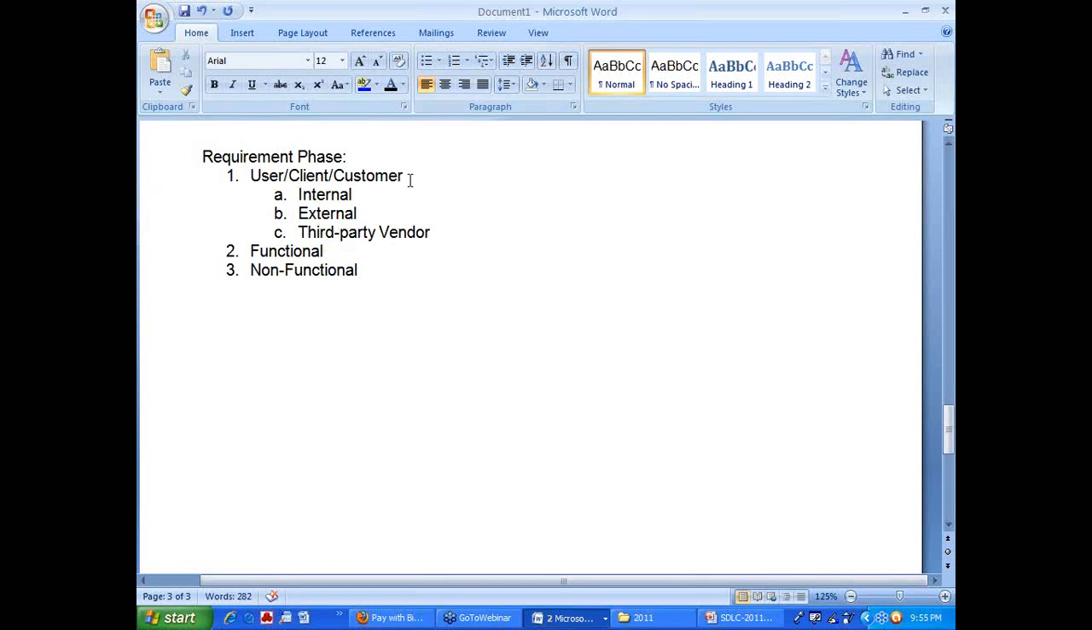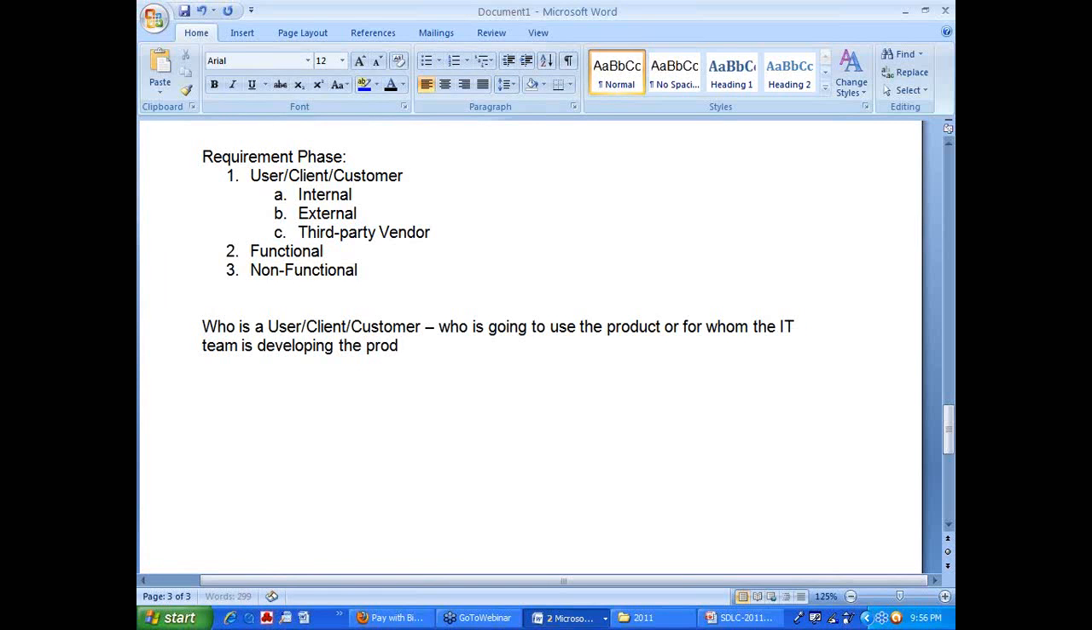Okay. So first of all, let's take one at a time. So who is a user? Who is a user or client or business? User is one who is going to use the product, or for whom the IT team is developing the product. Okay. User, client who is going to use the product, or for whom the IT team is developing the product.